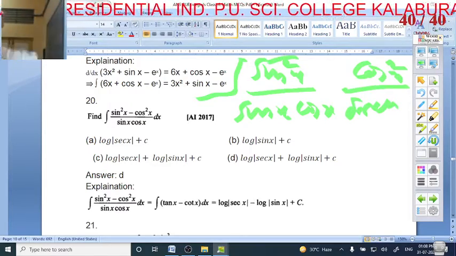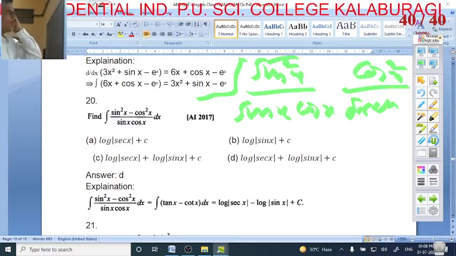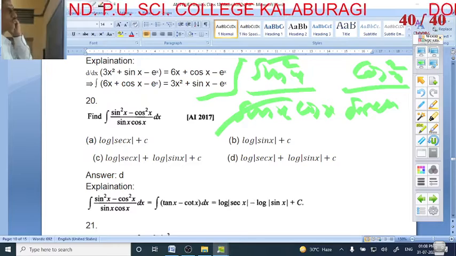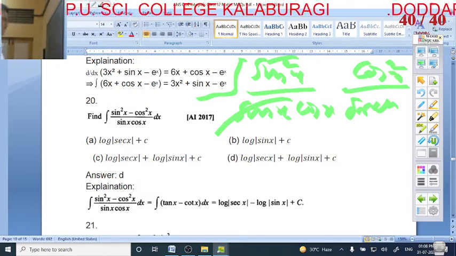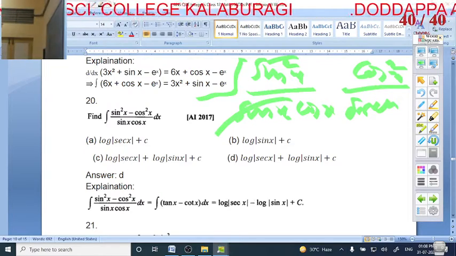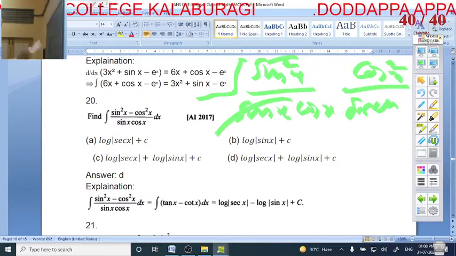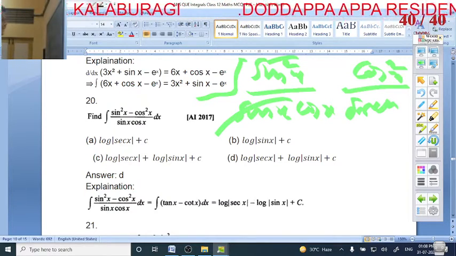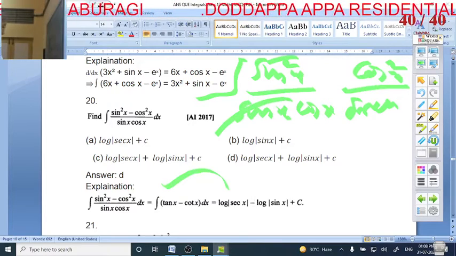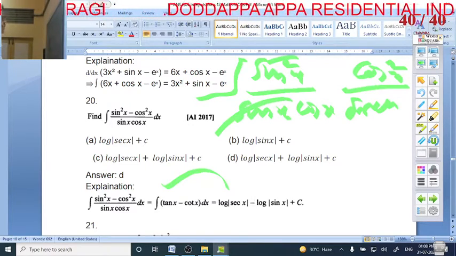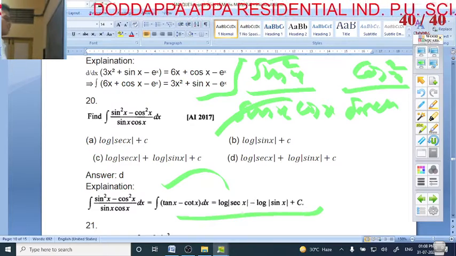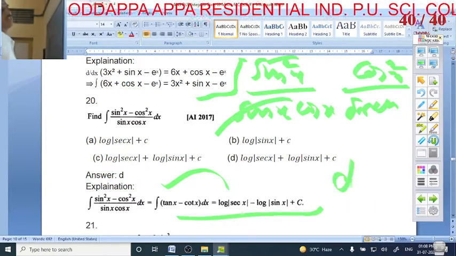Out of the two sin x in the numerator, one cancels with the denominator, and what remains is sin x divided by cos x, that is tan x. Out of the two cos x in the numerator, one cancels with the denominator, and what remains is cos x over sin x, that is cot x. In other words, we are getting the integration of tan x minus cot x. The integration of this is log sec x minus log sin x plus c. Therefore option D is correct.